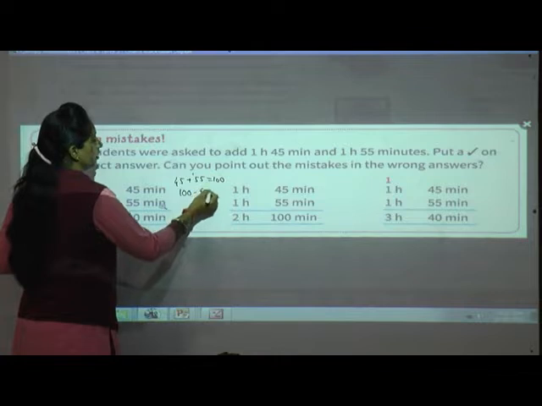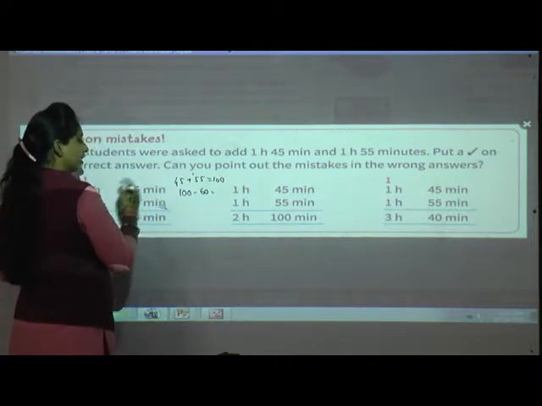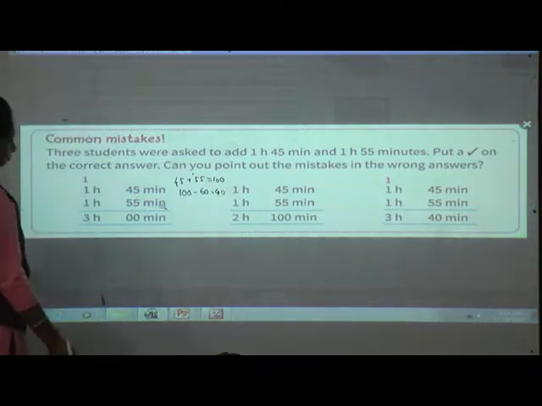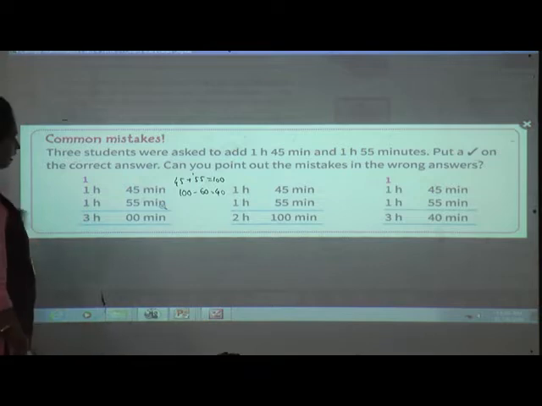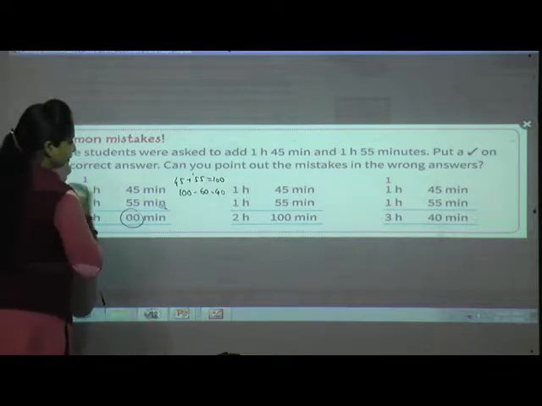So we need to subtract 60, because 60 minutes means 1 hour. So when we subtract we get 40. So how many minutes are remaining? 40 minutes. He is supposed to write here 40 minutes and he is supposed to carry 1 hour. But has he done it this way? No. So this is wrong. He has written the total wrong.